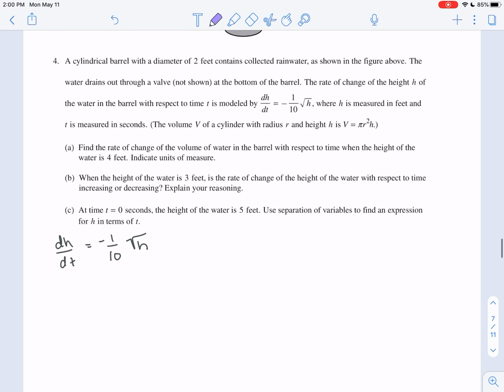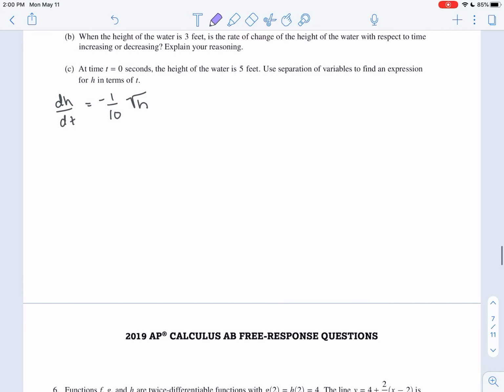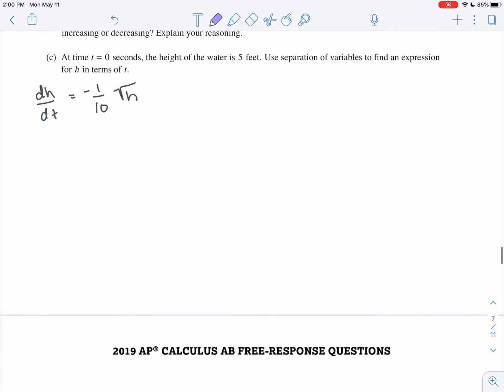All right, the last part, it says at time t equals 0 seconds, the height of the water is 5 feet. Use separation of variables to find an expression for h in terms of t. So this is our separate and integrate, right, with the initial condition 0, 5. So I've rewritten the differential equation here.